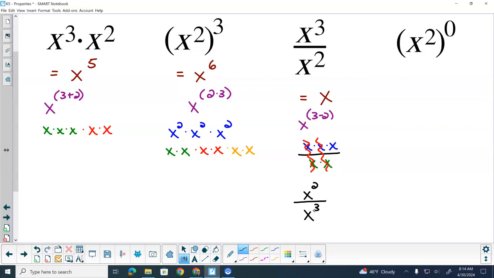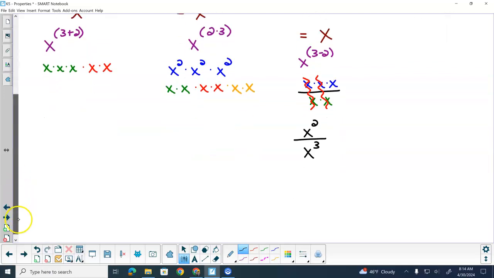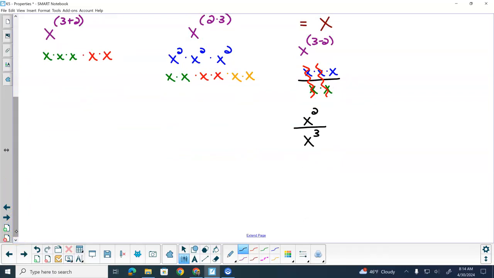So how are we going to write that one out? X squared over x cubed. How would we write that out? Bryce, you can handle this one. How would you write out x squared? So x times x? Okay, love it. Natalia, how would you write out x cubed?